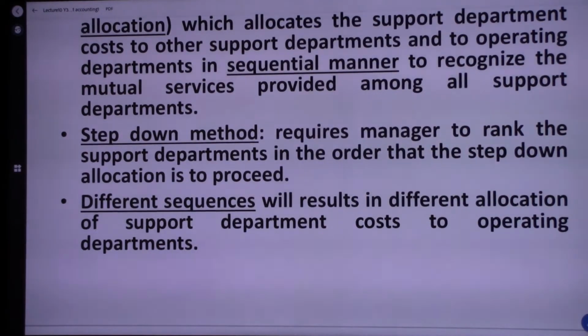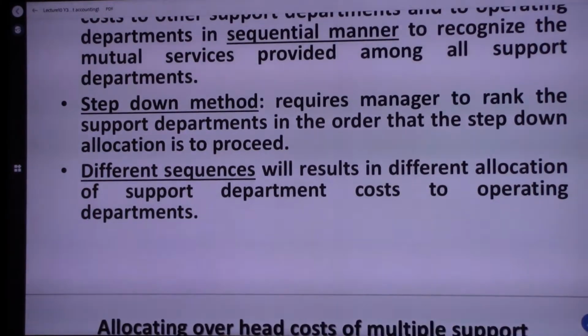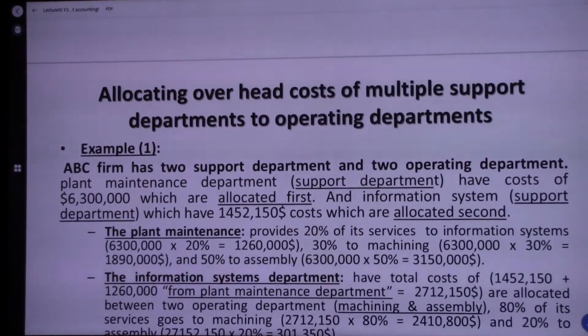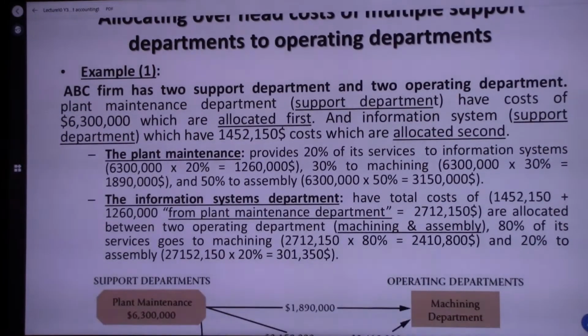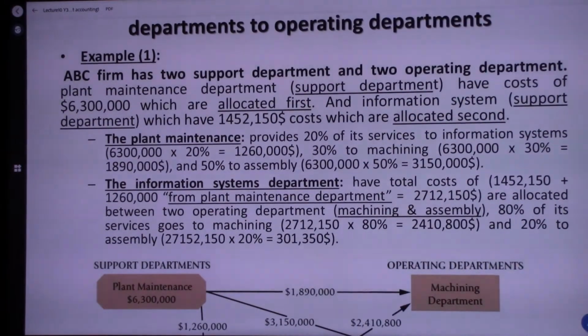Let's have an example of how the step-down method should be allocated. In the given example in front of you, say that an ABC firm has two supporting departments and two operating departments. So the firm has 4 departments divided between 2 supporting and 2 operating departments.